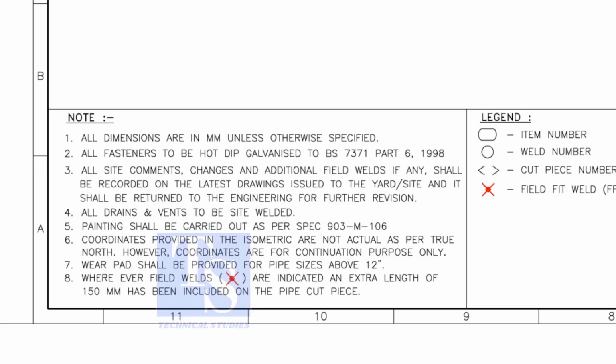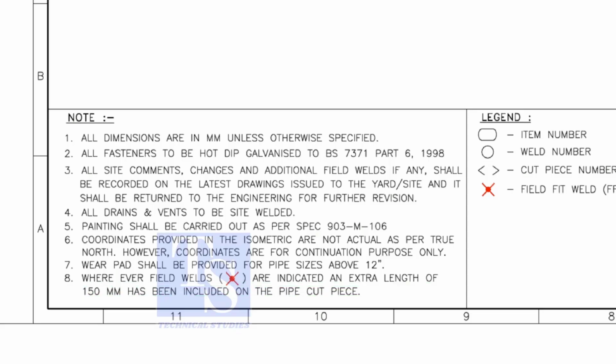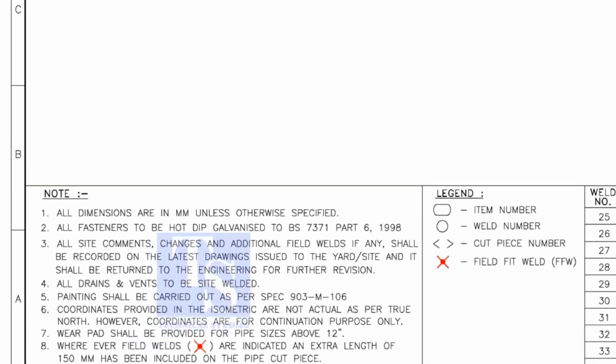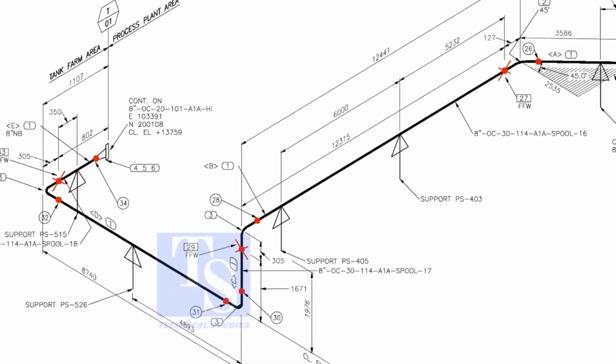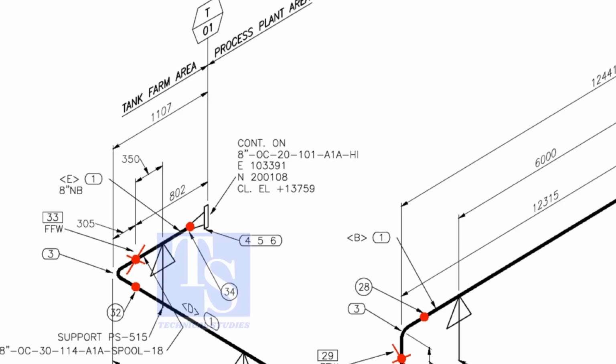Note number 8 is the most important. Wherever field welds are indicated, an extra length of 150 mm shall be added to the pipe. This is for site adjustment. This means, wherever you see the FFW mark, add 150 mm to that pipe. FFW means field fit-up weld.